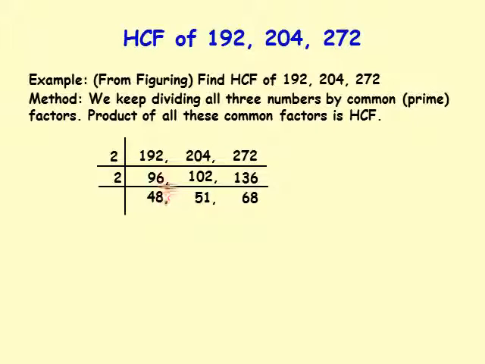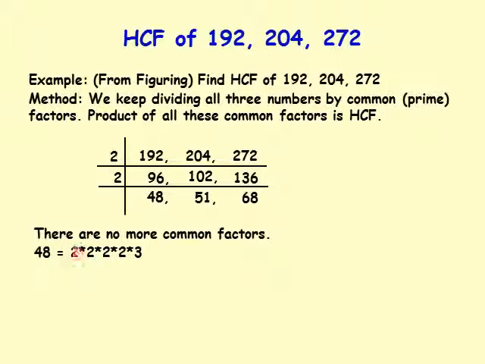Now let's look here. 68 is even and 48 is even, so they are divisible by 2. But the middle number, 51, is odd, so it's not divisible by 2. So is there a common factor here? Let's discuss that. There are no more common factors of 2.